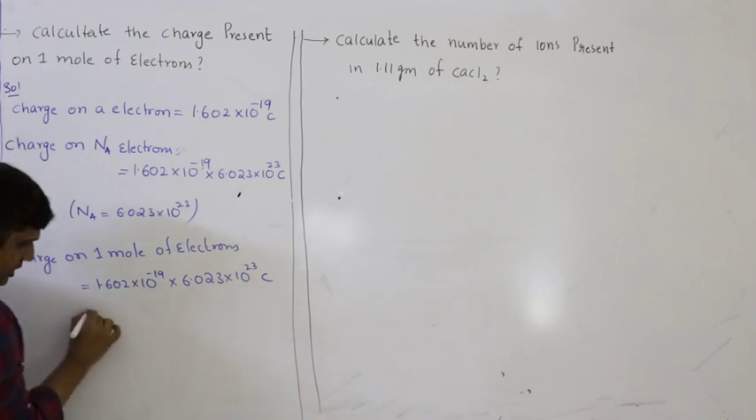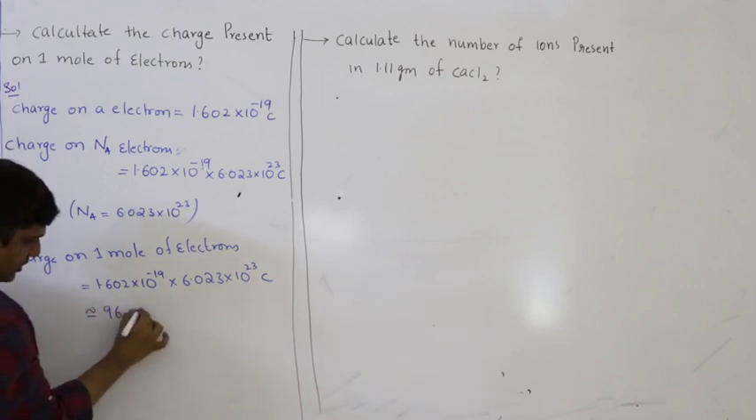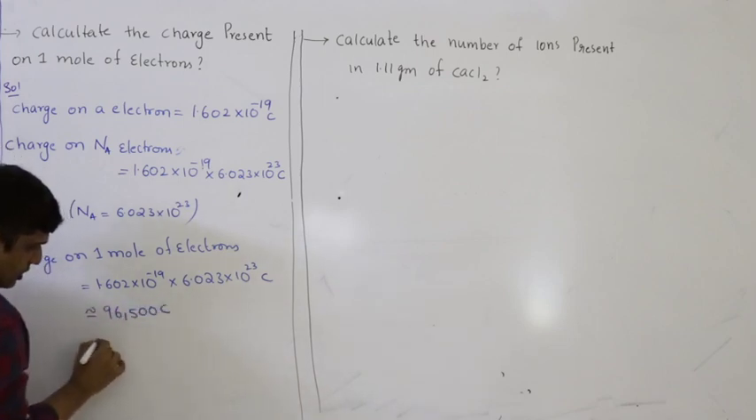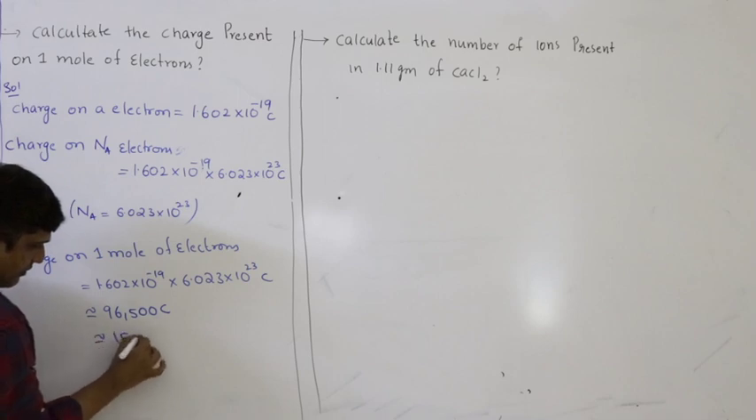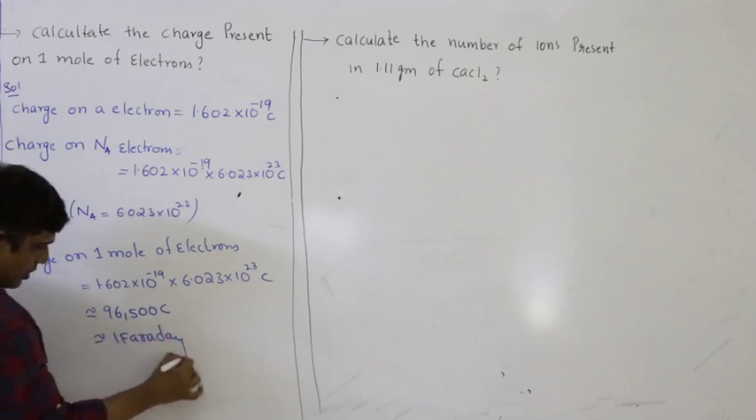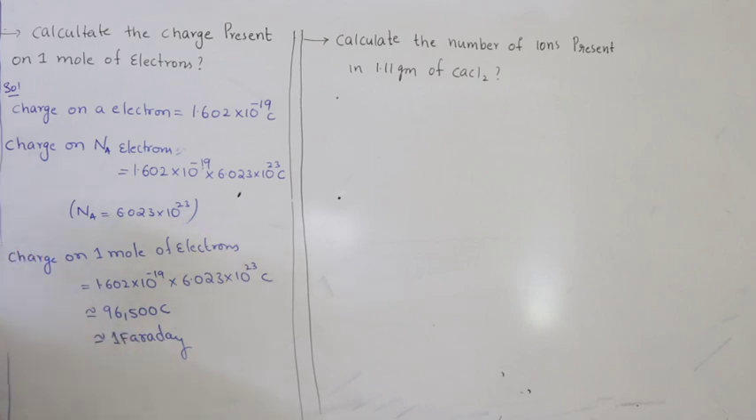So this is approximately 96,500 coulombs, which we call as 1 Faraday. So charge on 1 mole of electrons is equal to 96,500 coulombs. 96,500 coulombs is considered as 1 Faraday.